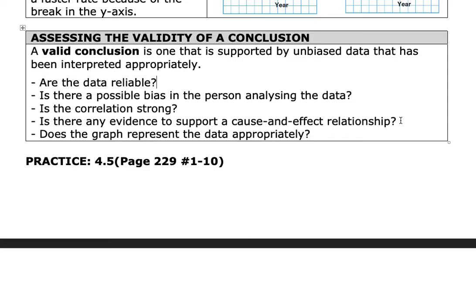Next, does the graph represent the data appropriately? So think of the way that this is being presented, and is there any way that the facts are being distorted in its representation?